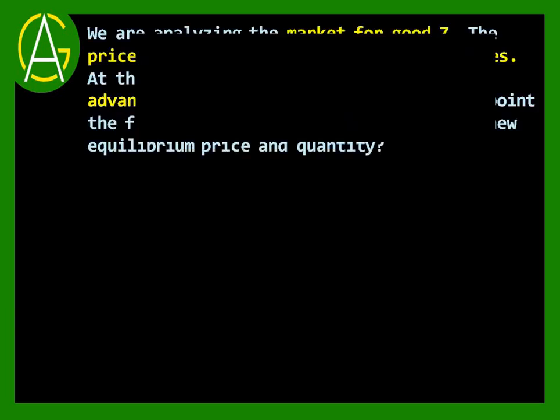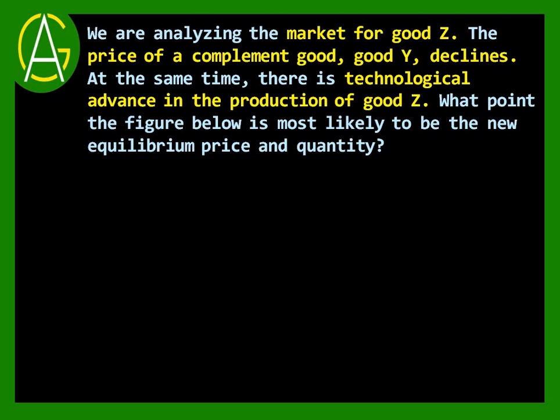Now the next situation: we are analyzing the market for good Z. Remember, friends, we are analyzing the market for good Z. The price of the complementary good, that is good Y, declines. You know that when the price of a complementary good declines, what will be the effect on the original product? The complementary product's price has declined, so it is going to increase the demand for the original product.